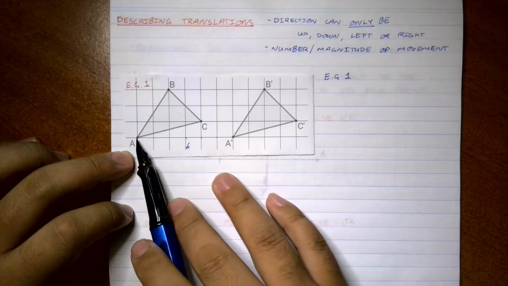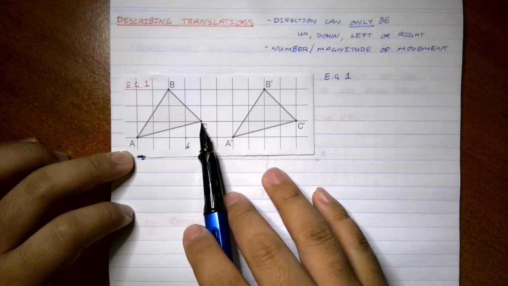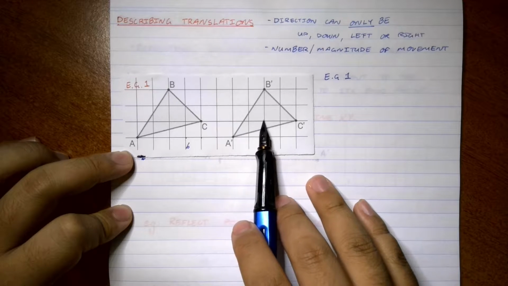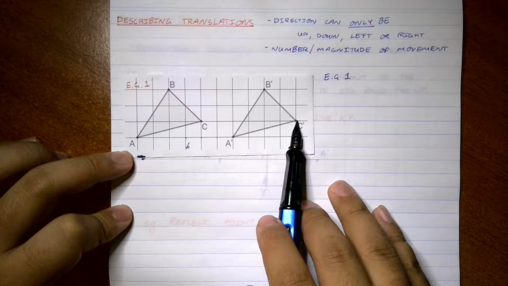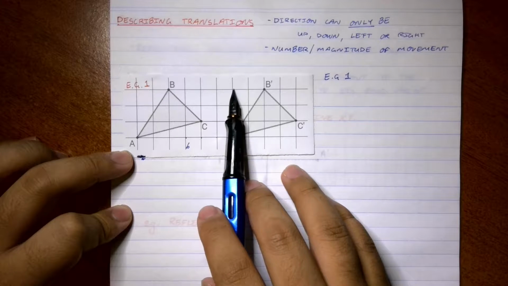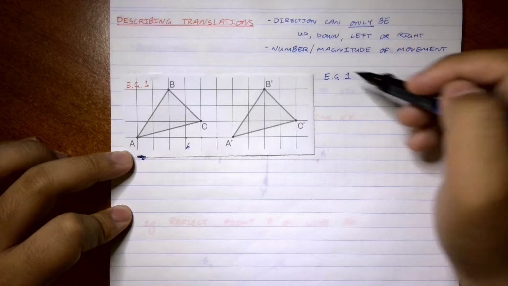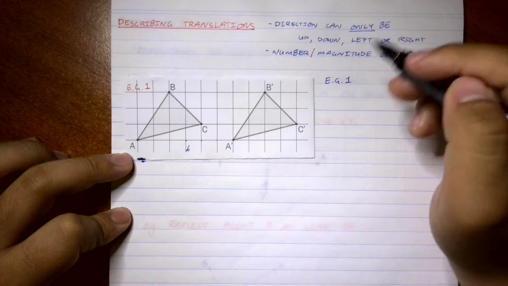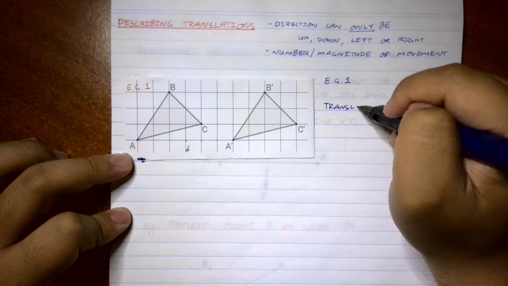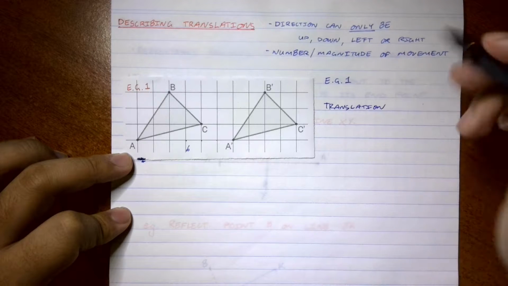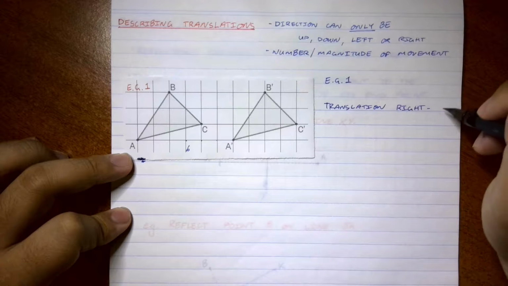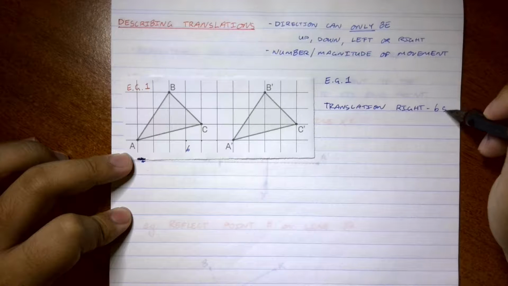So let's test if that's 6 from A to A. Let's test if it's the same from C to C. 1, 2, 3, 4, 5, 6. Let's test finally for B. 1, 2, 3, 4, 5, and 6. So for example 1, the translation that we are looking for is a translation right, and that was by 6 spaces.